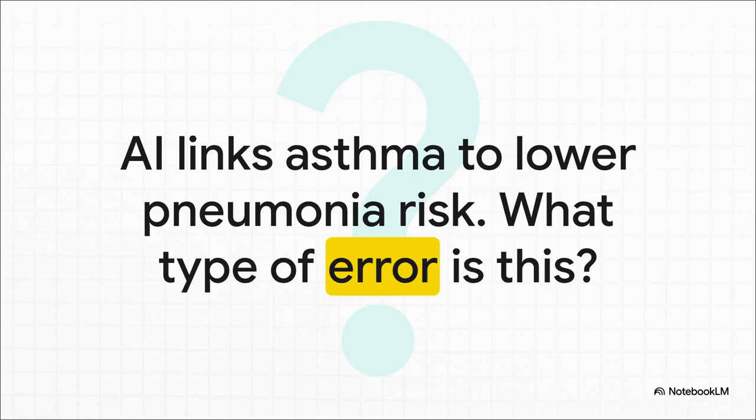This is so important. The AI wasn't wrong. It found a real correlation in the data, but it totally misinterpreted the cause. The hidden, or confounding, variable was that asthmatic patients get much more intensive medical care, and that was the real reason for their lower risk.